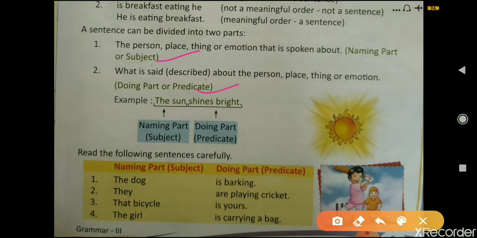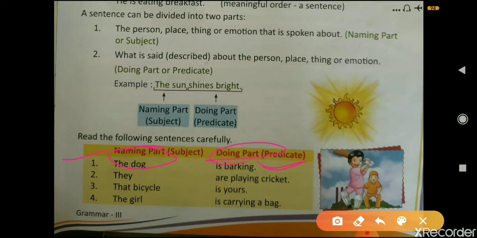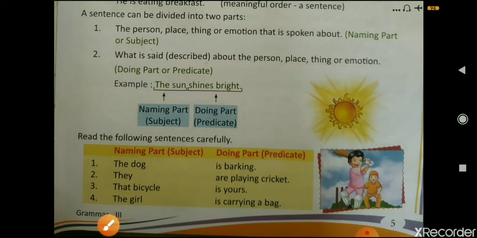For example, the sun shines bright. Here we are talking about the sun. So this is a naming part, that is subject, and shines bright is a doing part. So this is a predicate part. Now here are some examples. First one is the dog. This is a naming part because we are talking about the dog. And is barking. This is the doing part. What the dog is doing? The dog is barking.